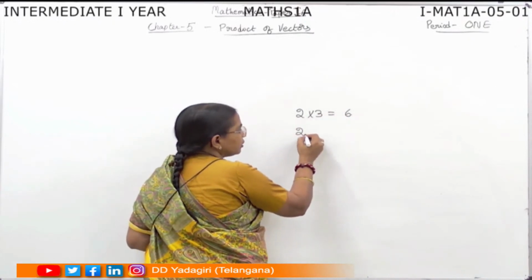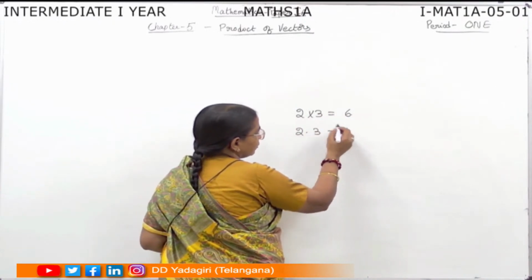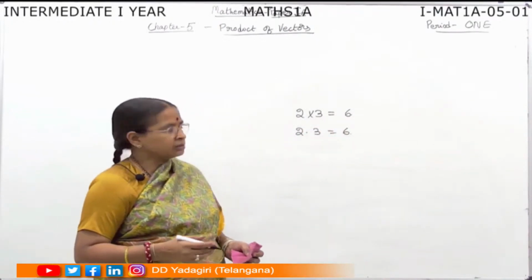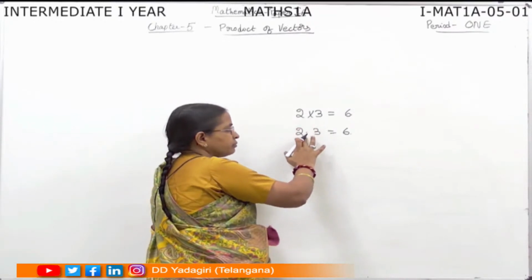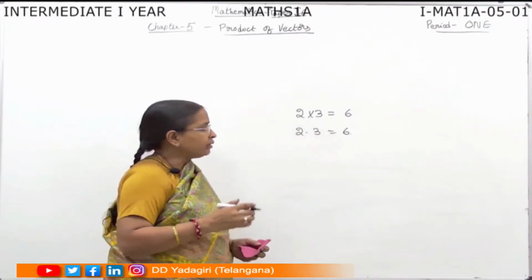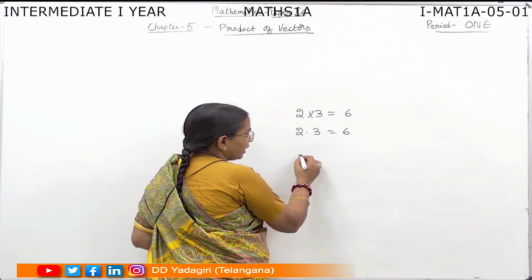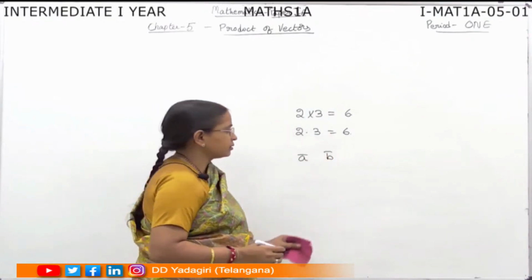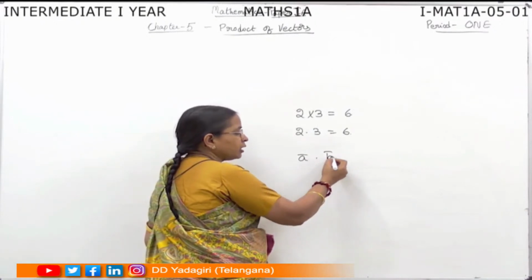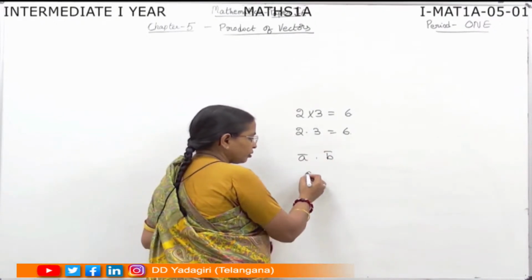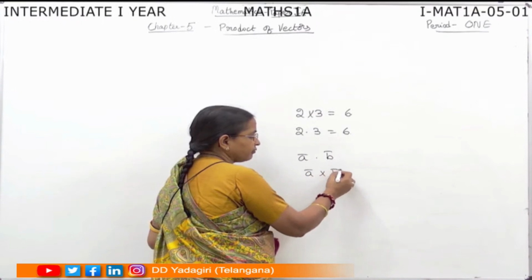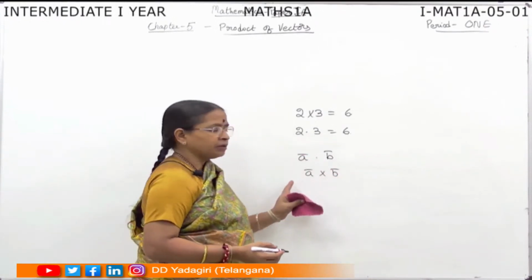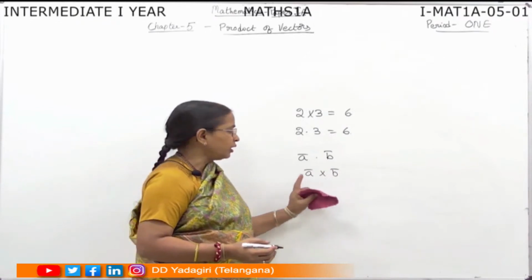And then I can also write 2 dot 3 is equal to 6. We use these notations in multiplication of real numbers, a cross or sometimes a dot. But whereas in vectors, if A and B are two non-zero vectors, if I write a dot, there is one definition. If I write a cross between them, there is another definition. It is not like ordinary multiplication of real numbers. Here the definition is totally different.